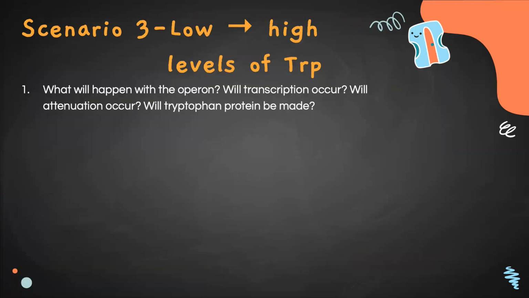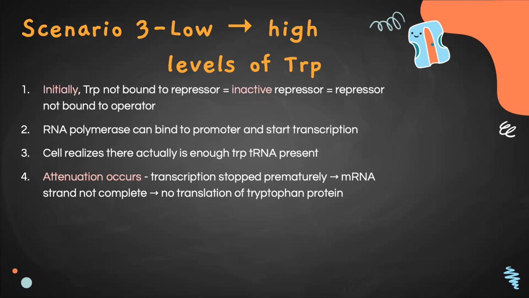All right, so this is the last scenario for the trp operon. She calls it medium in the problem set, but essentially that just means maybe you started off with low levels and then the cell realized that it actually has enough. So in order to not waste its energy, it's going to want to cause attenuation. Transcription will start to occur, but eventually it'll stop because attenuation will happen.